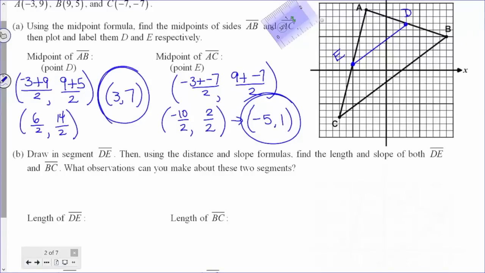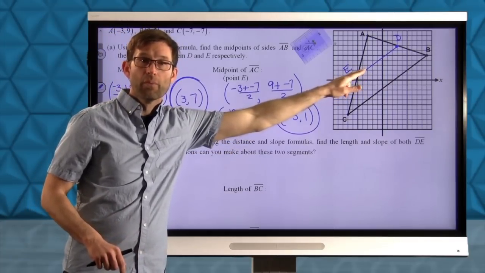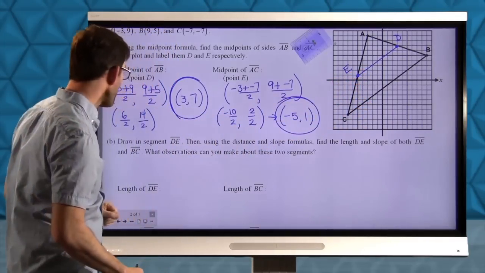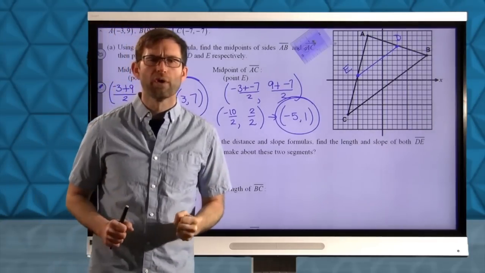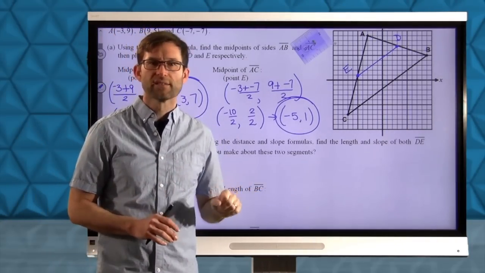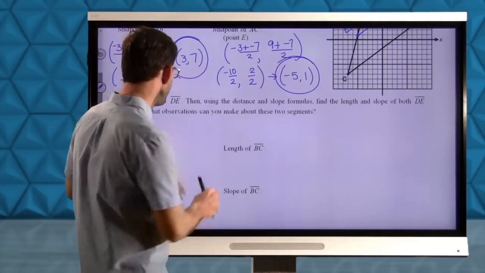It says then, using the distance and slope formulas, find the length and slope of both DE and of BC. All right, so I want the length of DE and the slope of DE, and I want the length of BC and the slope of BC. What observations can you make about these two segments? So we're using the tools of coordinate geometry, the slope formula and the distance formula, to find those lengths and those slopes. So let's take a look. Let's kind of go through them.